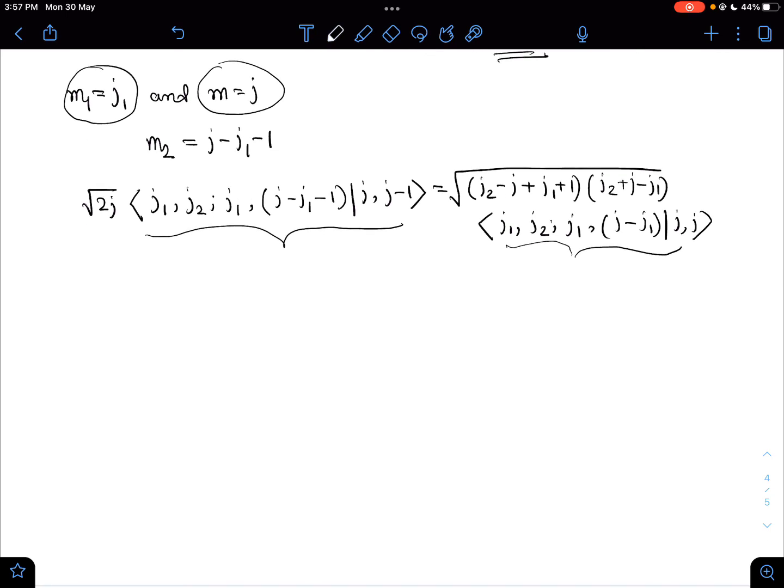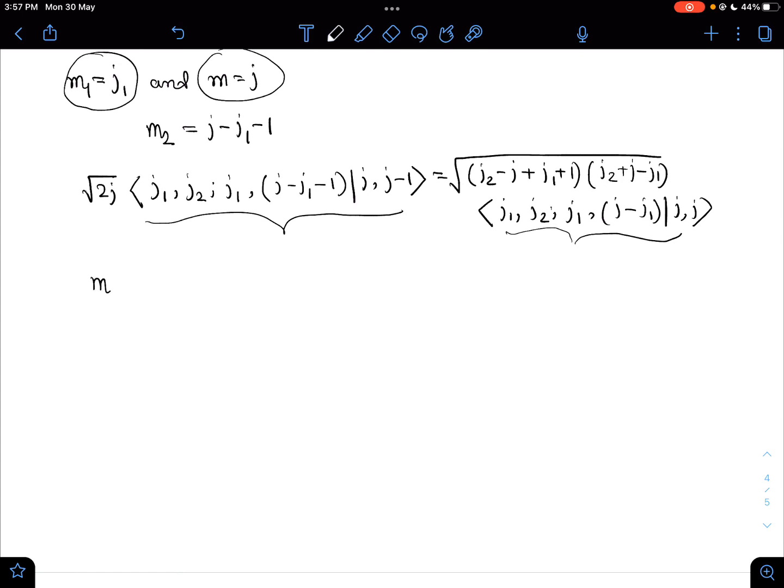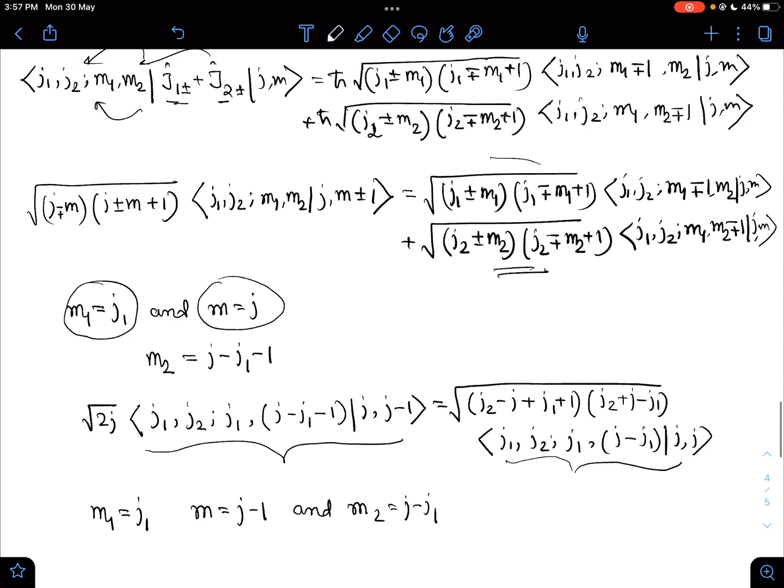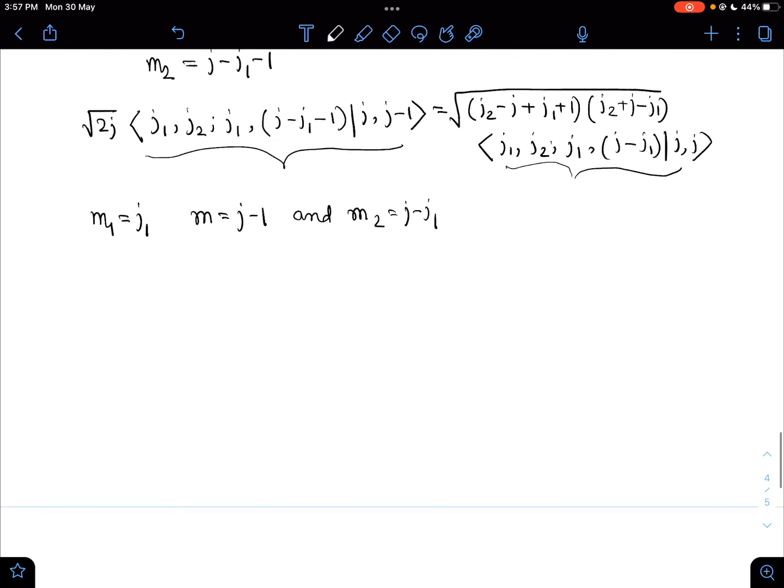In this way we can calculate all the Clebsch-Gordan coefficients. In addition, if we substitute M1 equal to J1, M equal to J − 1 and M2 equal to J − J1 into the upper part of this equation, then we will end up with root under 2J.